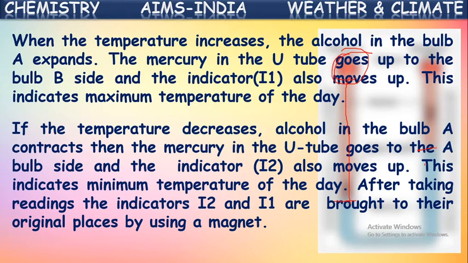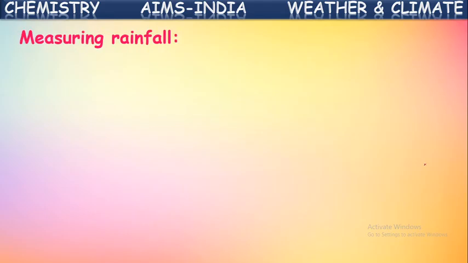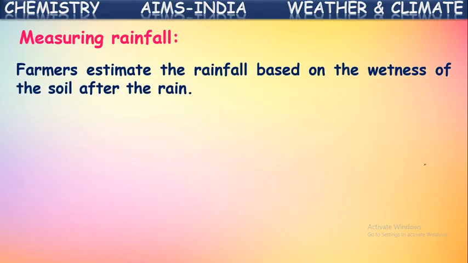Okay. Next, measuring rainfall. How do you measure rainfall? Farmers estimate the rainfall based on the wetness of the soil after rain. Yes, generally farmers in their farms, they'll estimate the rainfall, whether heavy rain or light rain. They'll measure or estimate this rainfall based upon the wetness of the soil in their farms.